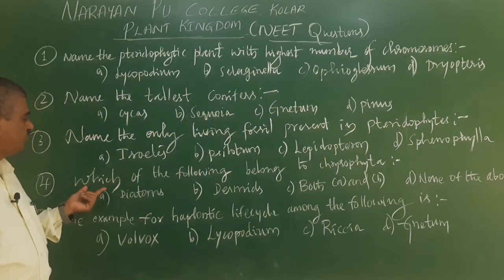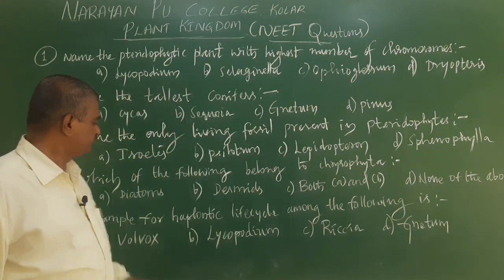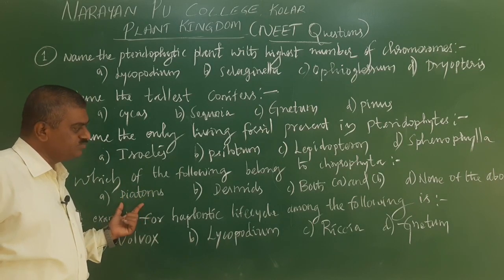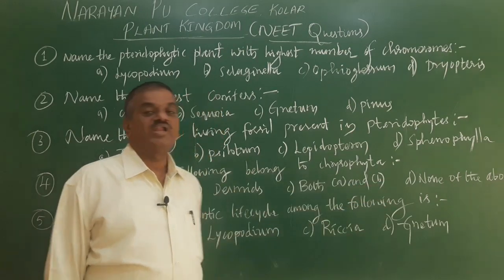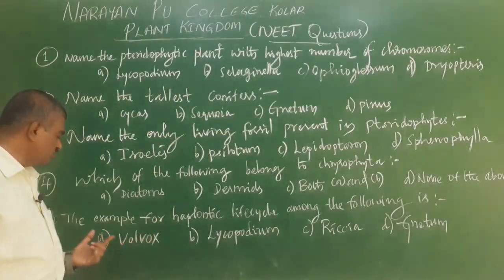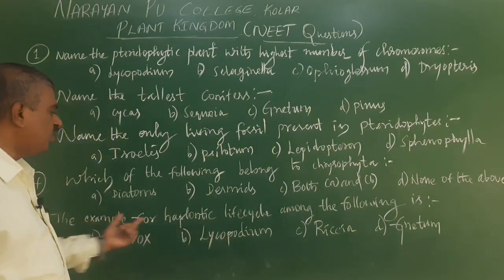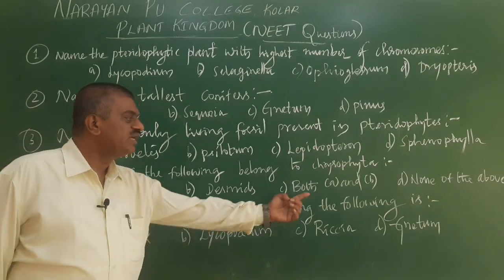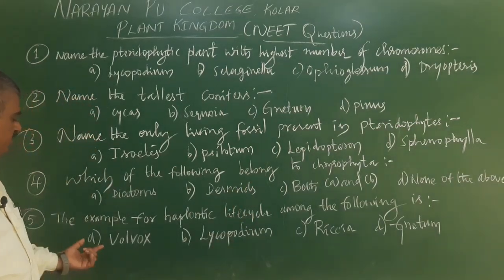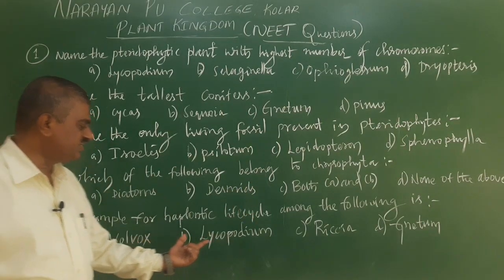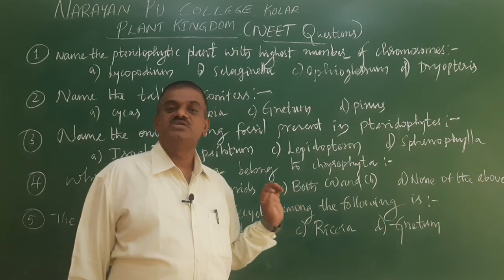So, we go for the fourth question. Which of the following belongs to Chrysophyta? The first option is diatoms, the second option is desmids, the third is both A and B, and the fourth one is none of the above. So, we go for the last question. Examples for haplontic life cycle among the following. The first one is Volvox, the second one is Lycopodium, the third one is Riccia, and the fourth one is Gnetum.